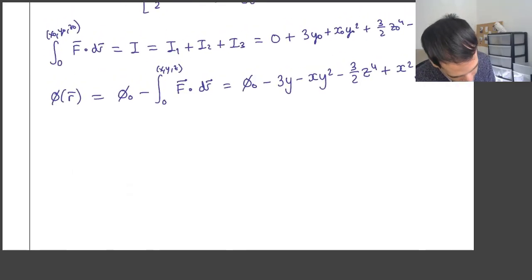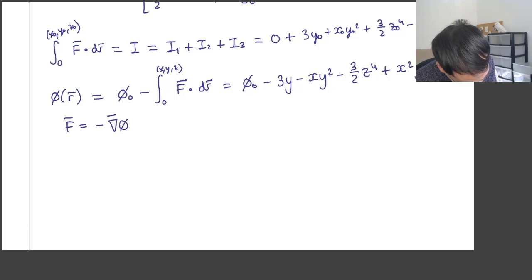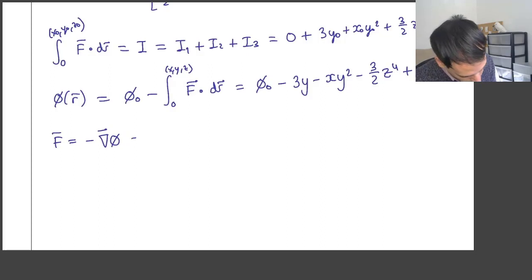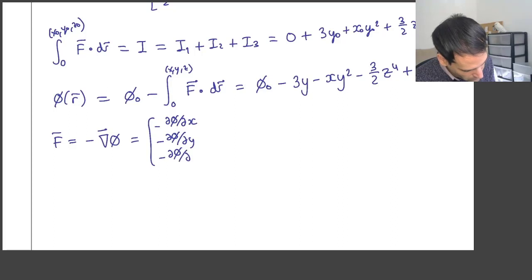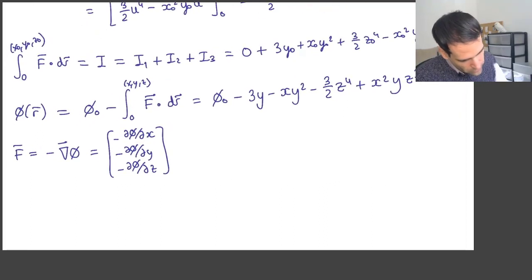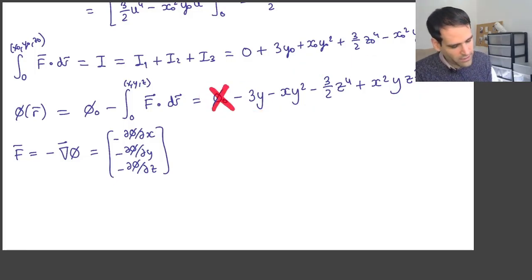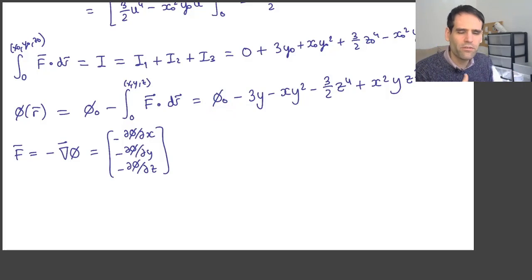So now we can check, is f equal to the minus gradient of phi? To check that, we just need to do the minus partial derivative of phi with respect to x, the minus partial derivative of phi with respect to y, and the minus partial derivative of phi with respect to z. So now we have to do three partial derivatives. The partial derivative of phi 0 will always be 0. That's why the constant is an arbitrary constant. We don't care about that constant in the potential, because when you do the gradient, that constant will go away.